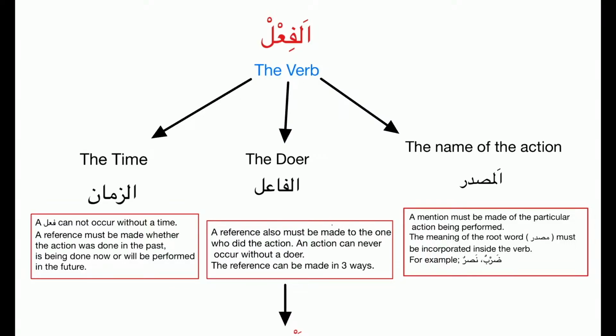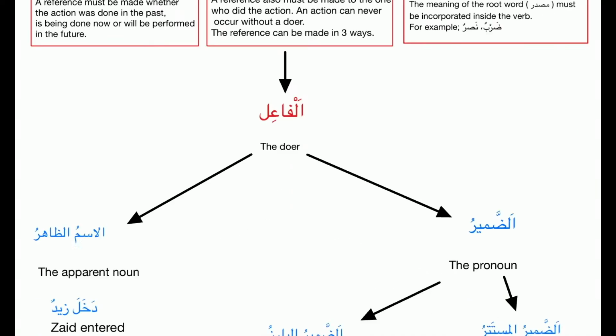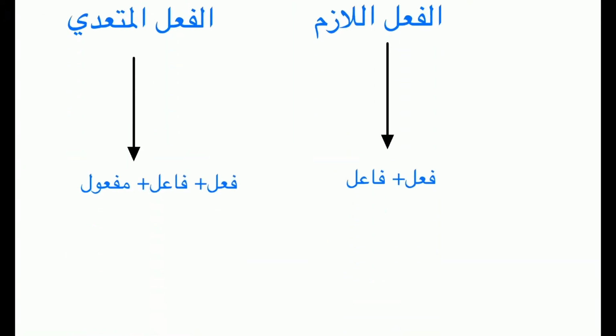Okay, so time is called az-zaman, and doer is called al-fa'il, fa'il. And that action which keeps on changing will be called masdar. So the masdar keeps on changing and the other two remain constant. Okay? Like for example, look.